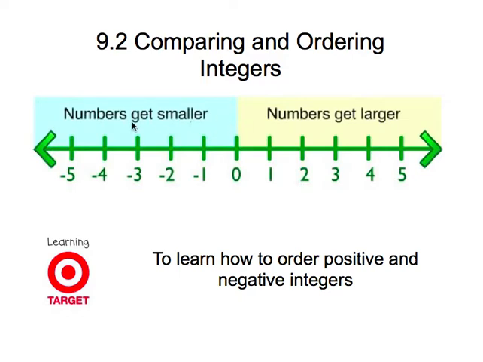But when we take a look at negative integers, the further left we go, the smaller they get. Meaning that negative 5 is smaller than negative 2. And if you ever need help thinking about that, just do a quick sketch of this number line while you're doing your questions for homework.